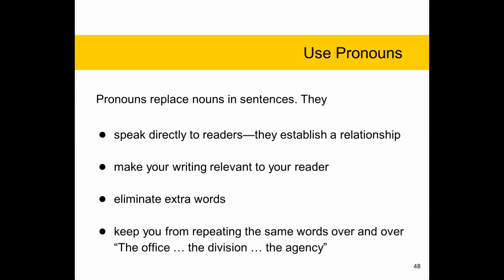Pronouns will also keep you, as we talked about a little bit ago, from repeating the same words over and over. The office, the division, the agency, it's a lot more fun to just say we, or our efforts, or our communication attempts. It's just tedious to keep seeing the same words over and over.